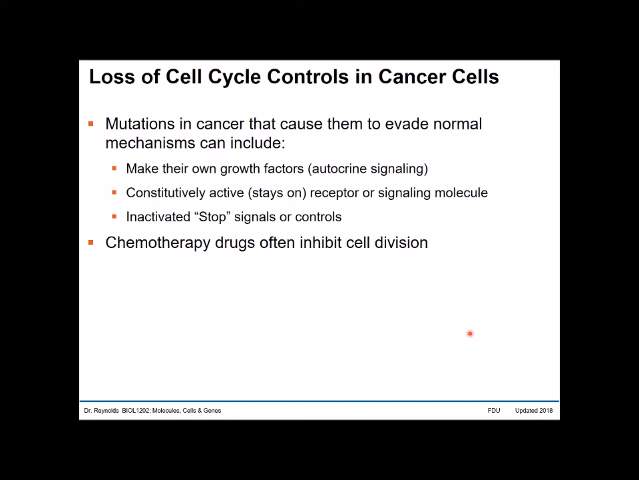Chemotherapy drugs often act by inhibiting cell division. Since cancer cells divide very, very rapidly, chemotherapy drugs predominantly influence the division of those cancer cells. Unfortunately, a number of your cells also divide very rapidly. Not many, but some.